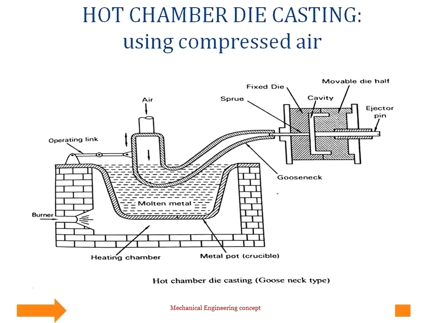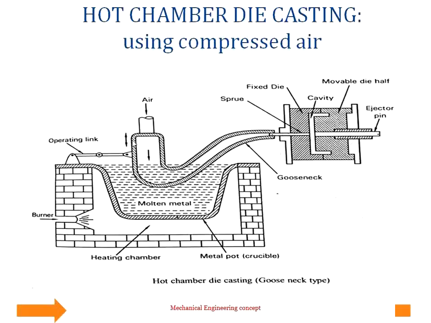The part geometry must allow easy removal from the die cavity. Hot chamber die casting using compressed air uses a gooseneck type hot chamber die cast. In this process, the dies are made in two halves. One half is called the fixed or stationary die, and the second half is called the movable die. The dies are aligned in position again by the ejector pins, which also help to eject the solidified casting from the dies, as we have seen in cold chamber die casting.